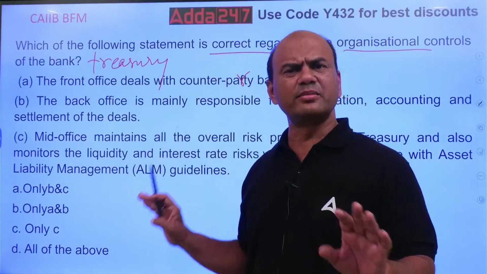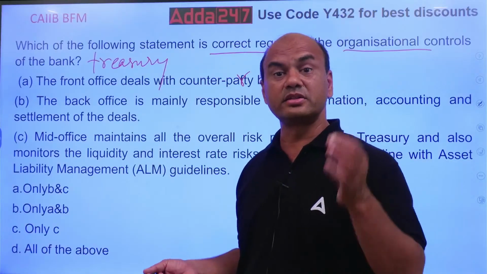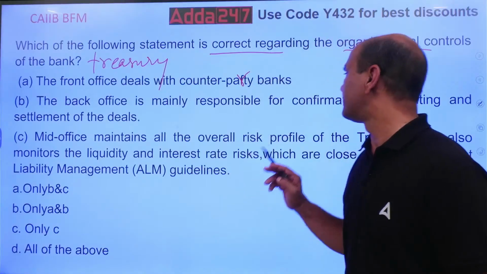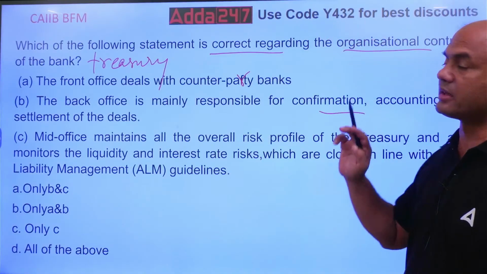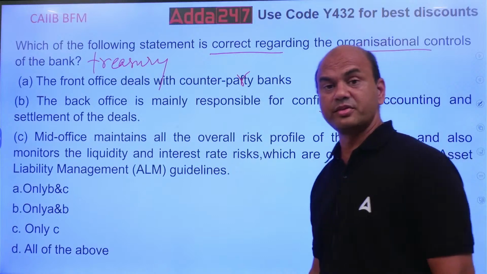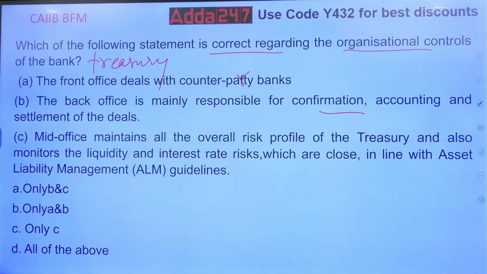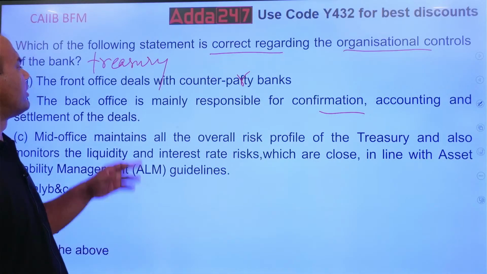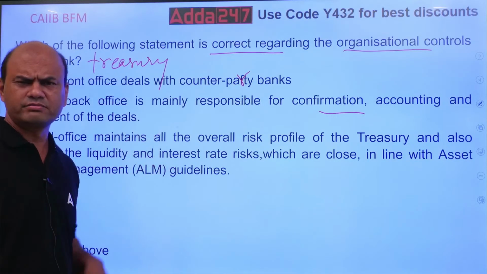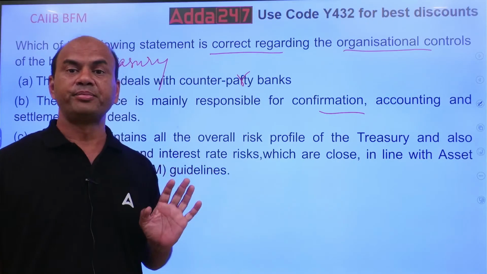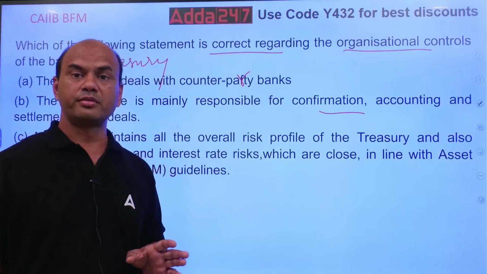Back office settlement. Take the transactions. See to it that every transaction is settled. Mainly responsible for confirmation, accounting and settlement of deals. Correct? That is also. Settlement of deals is an important part in Treasury. Kindly note. Don't underestimate the power of back office. Many of us feel that front office is very important. Dealing. Nothing like this. Each office is important. Front, mid and back. Each one has its separate role.